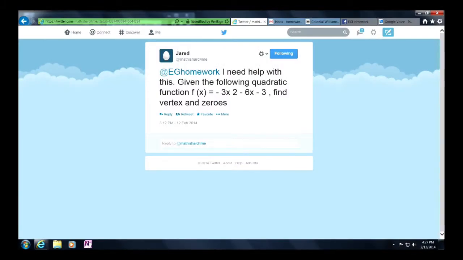I need help with this. Given the following quadratic function, f of x is equal to -3, I'm assuming that's squared, minus 6x minus 3, find the vertex and the zeros. Okay, that's a really good question. Some upper level math, but I'm happy to help you with that.